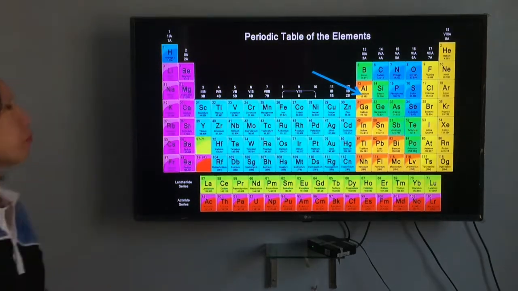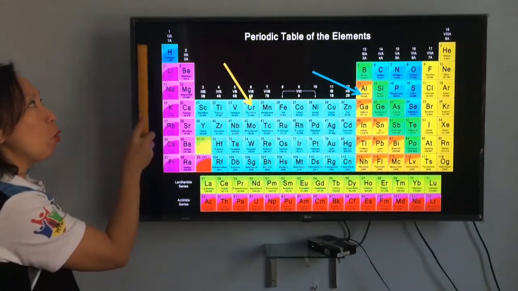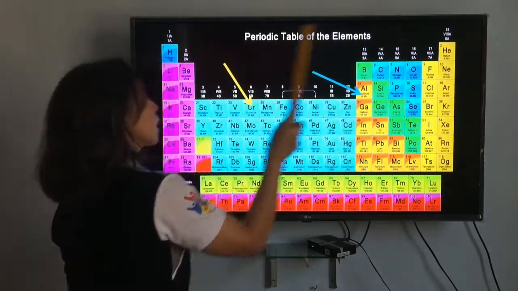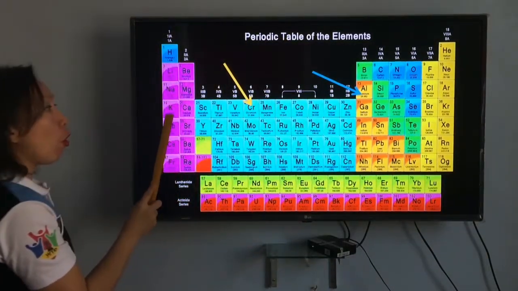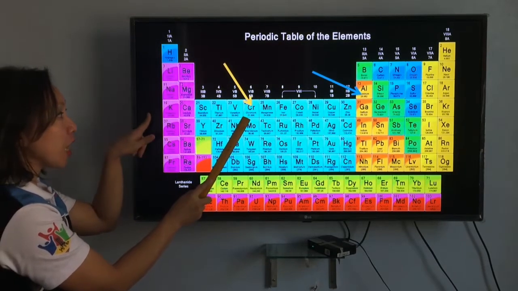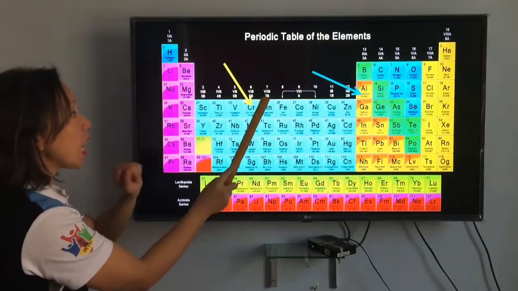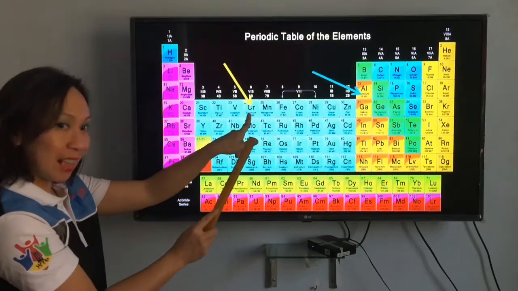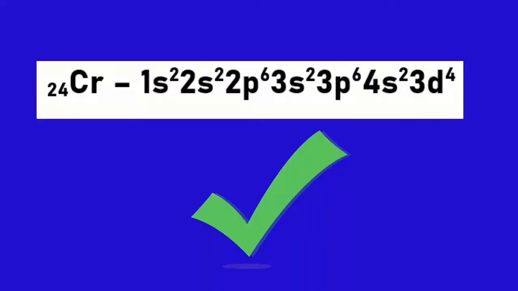Let's try another one. Let's have chromium. Okay, guys. So, let's start again from the start. 1s2, 2s2, 2p6, 3s2, 3p6, 4s2. Oh, that's chromium. So, it will become 3 because minus 1. So, 4s2, 3d. How many is it? 1, 2, 3, 4. So, final answer, the last shell is 3d4.